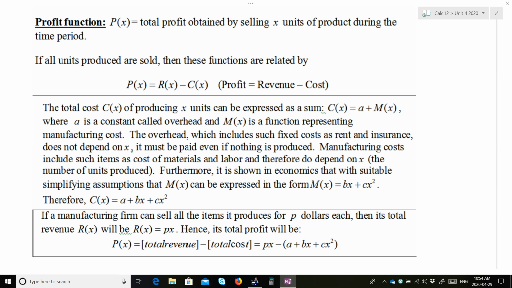Manufacturing costs include such items as cost of materials and labor, and therefore do depend on x, the number of units produced. Furthermore, it is shown in economics that with suitable simplifying assumptions, M of x can be expressed in the form M of x equals bx plus cx squared. Therefore, C of x is equal to A plus bx plus cx squared. Okay, because you're taking this and plugging it in there, which would be right here.